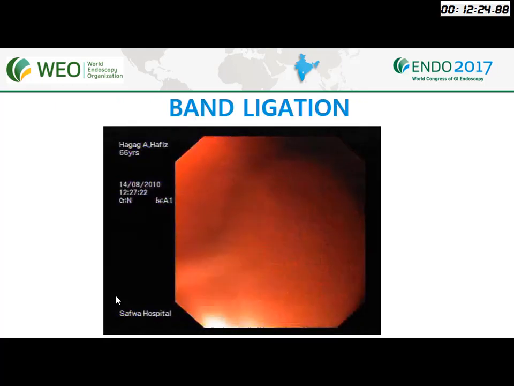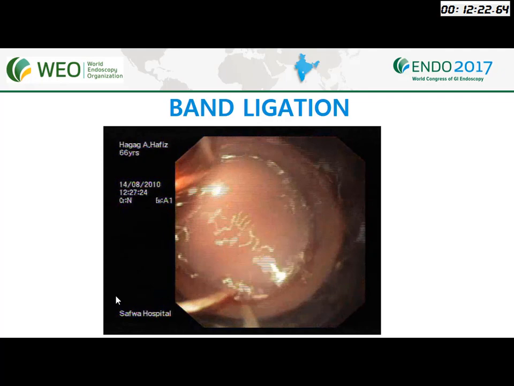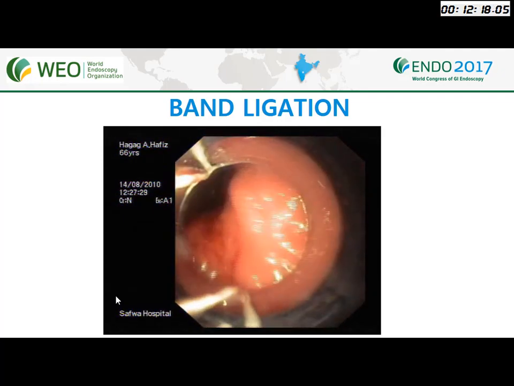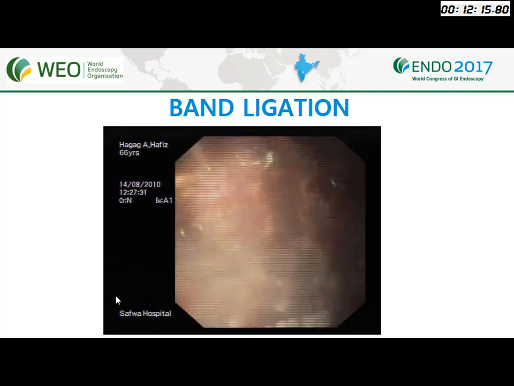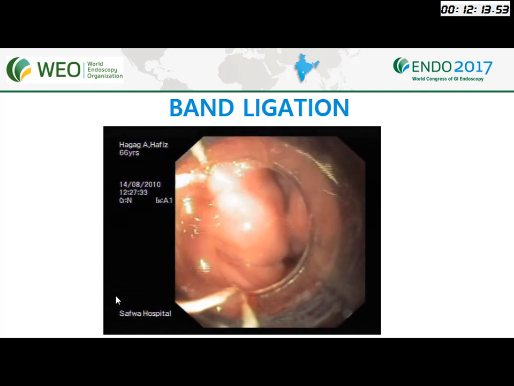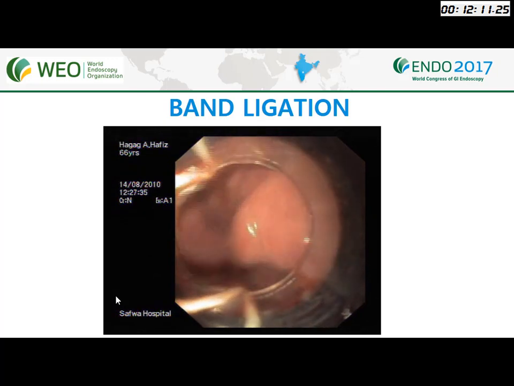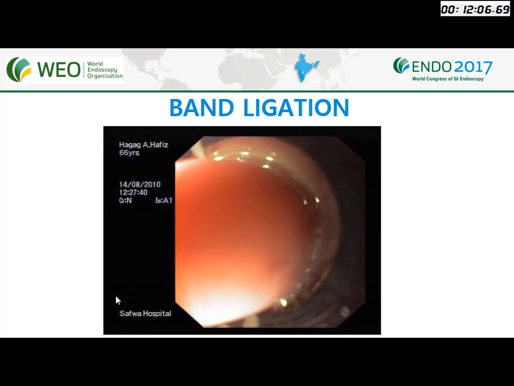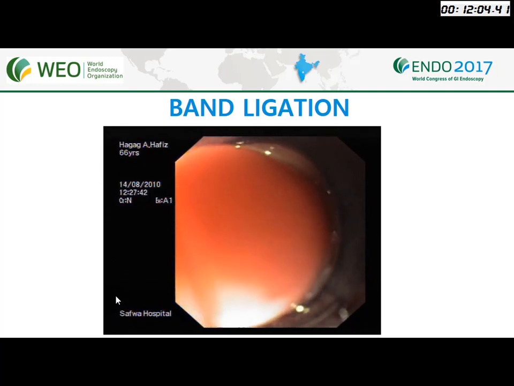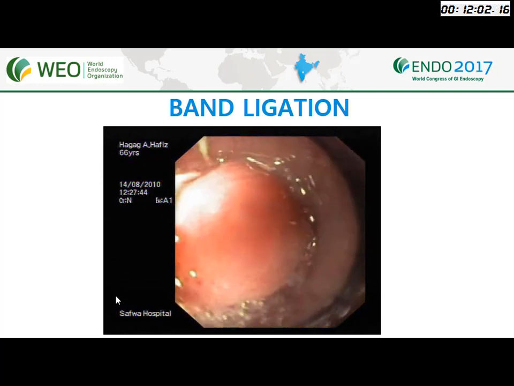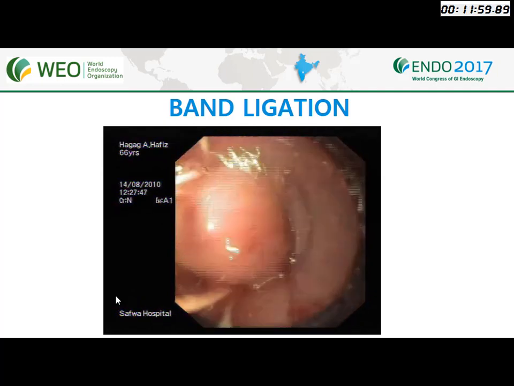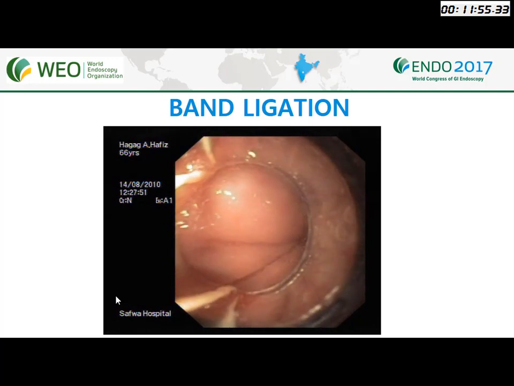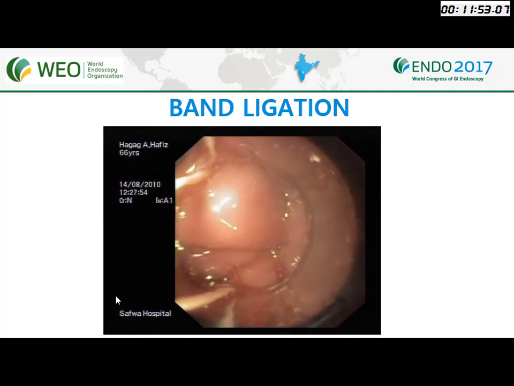And here is how you band ligate. You start at the esophagogastric junction, and you go in a spiral way. You can band ligate up to 10 bands. 20 or 25 years ago, when we started band ligation, we used to insert the scope and do one band and we get out and fire another band, until the multiband shooter started to appear.